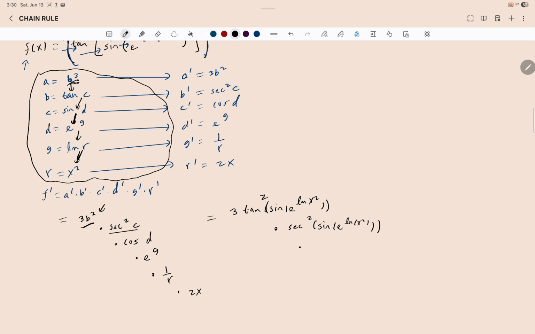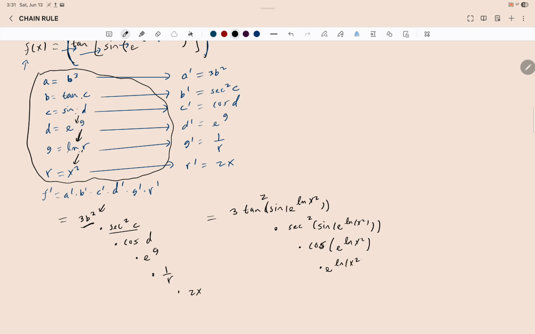All right, cool. And then for the next one, which is going to be cosine of d. But remember, d, it's here. So d is equal to e of g. But remember, the g is equal to ln of r. But remember, the r is equal to what? x squared. Cool. Then for the e of g, remember, g is equal to ln of r. But remember, r, it's equal to what?